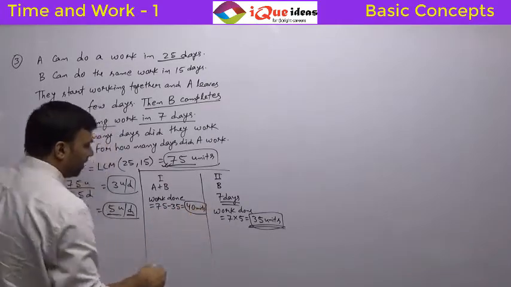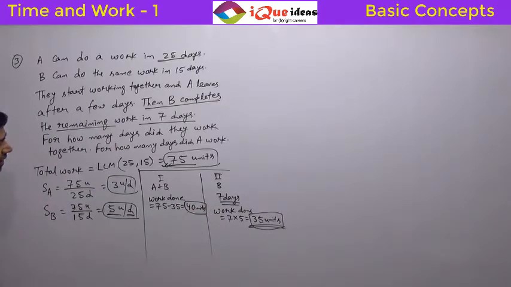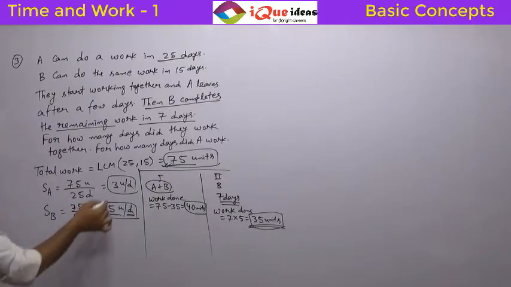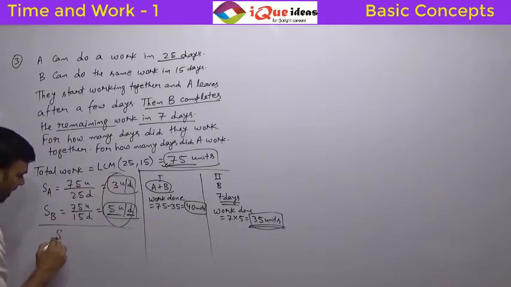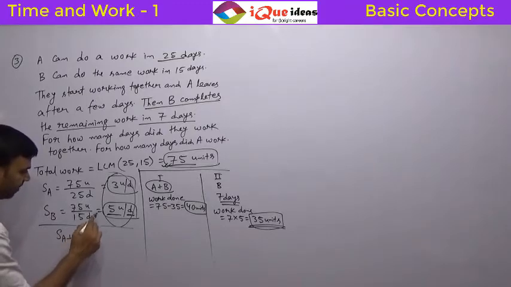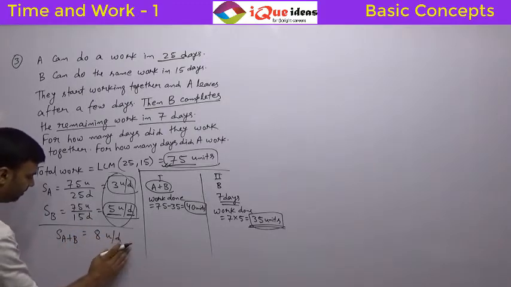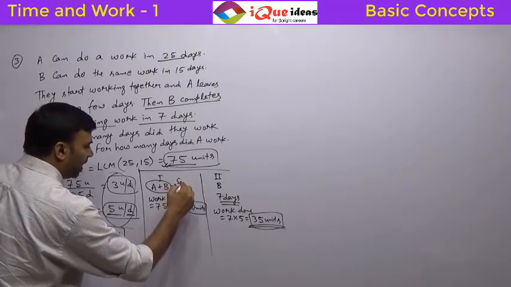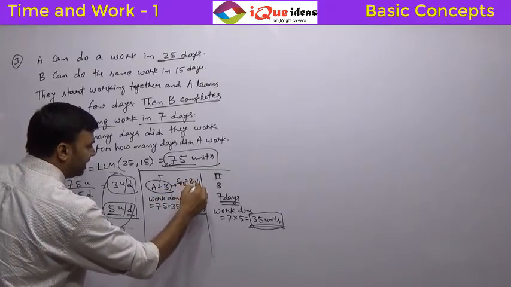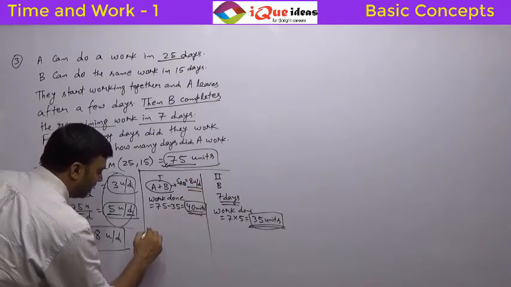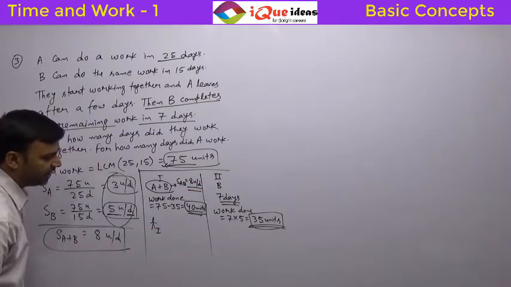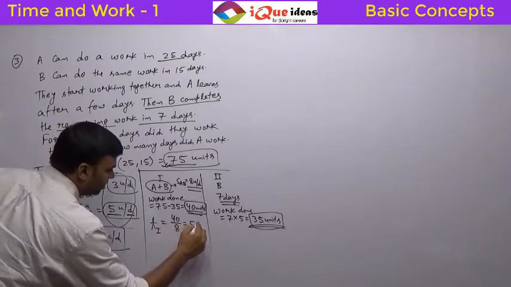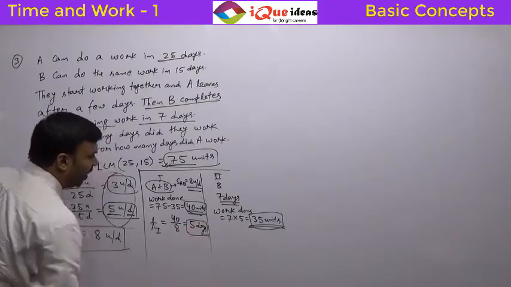Now, who is doing this 40 units? This 40 unit work is done by both A and B together. And what is the combined speed of A and B together? So combined speed of A and B together is 3 plus 5, that is 8 units per day. Right? So they have done 40 units. What is the time taken in the first phase? It is 40 divided by 8, which is 5 days. That means they have worked together for 5 days.